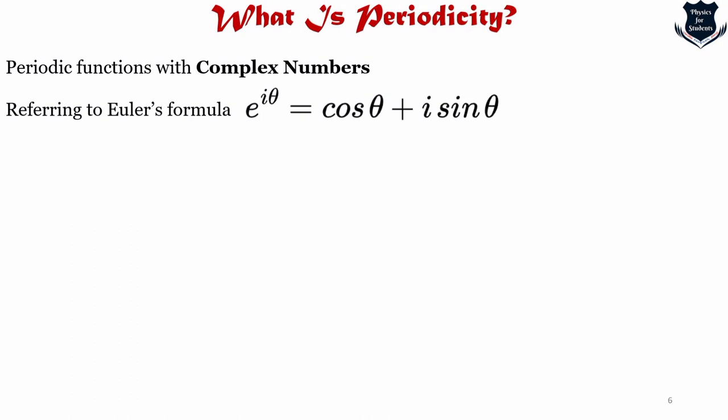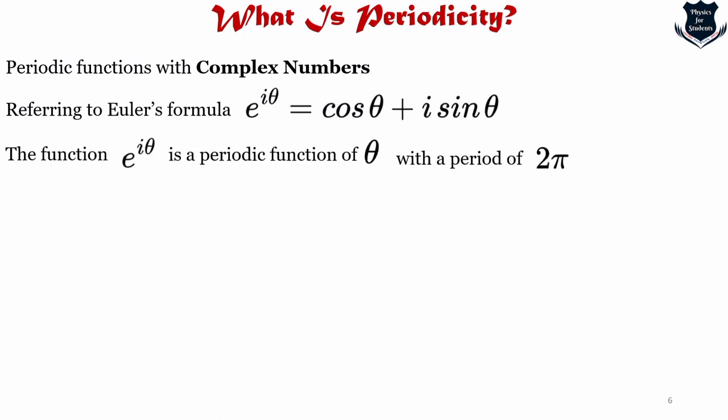Now, referring to this Euler's formula, what we can say is that e raised to the power i theta is a periodic function of theta with a period of 2 pi. What does that mean? It means this. Now, from here, you can just take a note.